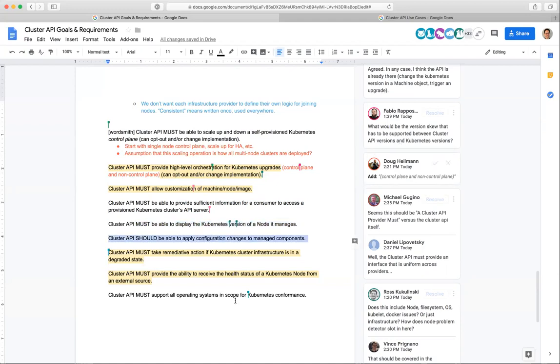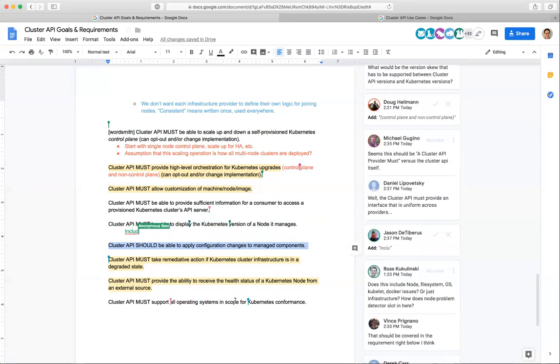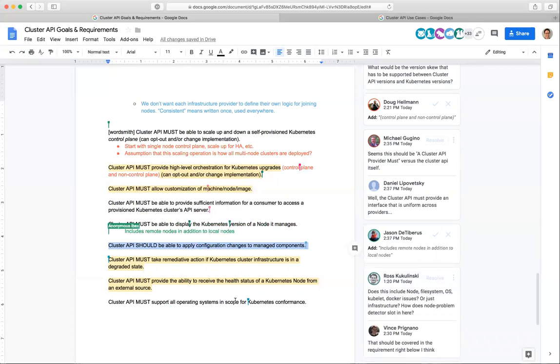Okay. Next up, Cluster API should be able to apply configuration changes to managed components. This could be things like changing the log level of the kubelet or something else on the system. This is intentionally vague because I think we need to talk more through use cases. But I know that I've talked with Derek about being able to do configuration changes that happen after the machine is provisioned and configured. So I would again ask that you all add use cases in the other document for this sort of thing.